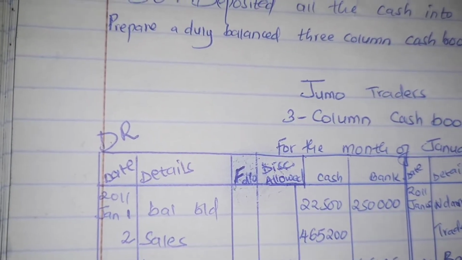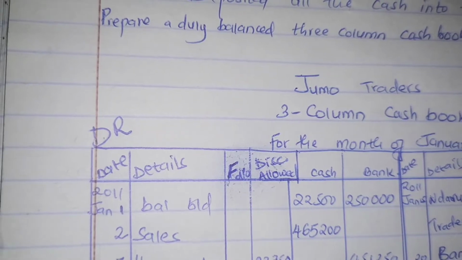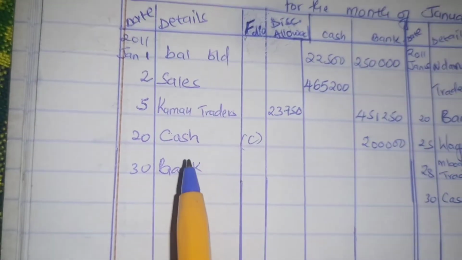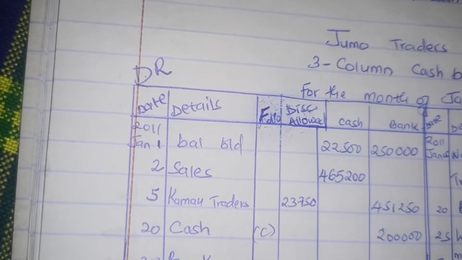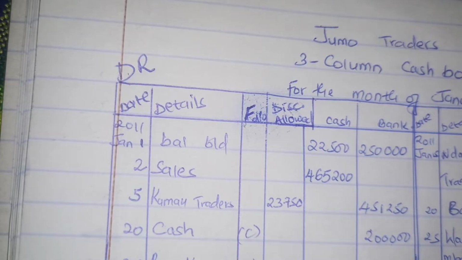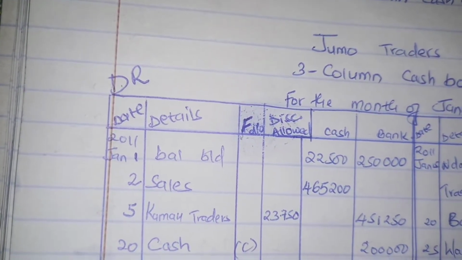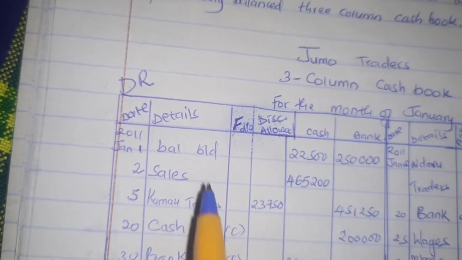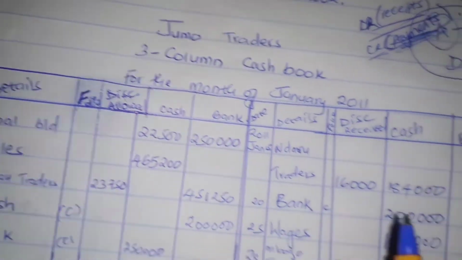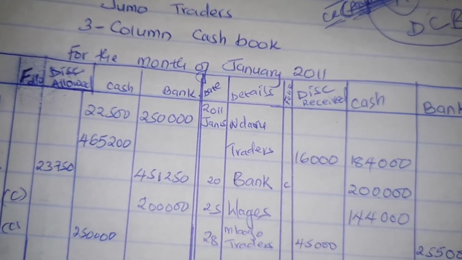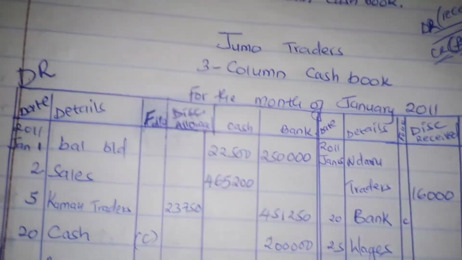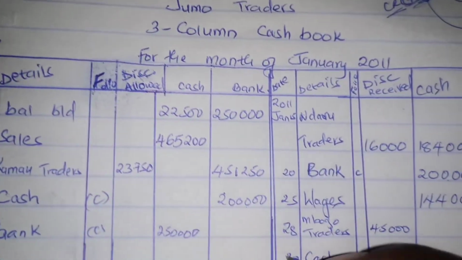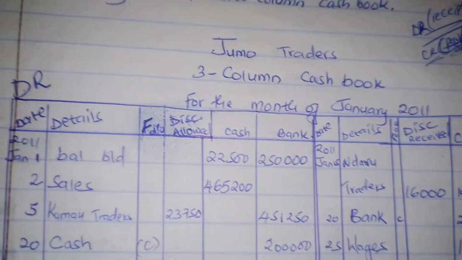So what will be our details here? Where is this money coming from? Here in the details column, where are we getting money from? That is what we record. We are getting this money from the bank. How much? 250,000. Remember, on the debit side, in the details column, we indicate where that money is coming from. On the credit side, we indicate where that money is going to. So that is date. This should be date 29, not 30th. Date 29.